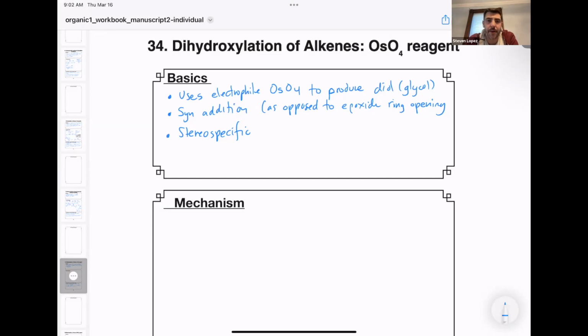Today, we're going to be talking about dihydroxylation reactions onto alkenes. In this case, we'll be using the osmium tetroxide reagent. You might recall in the last episode that we talked about.